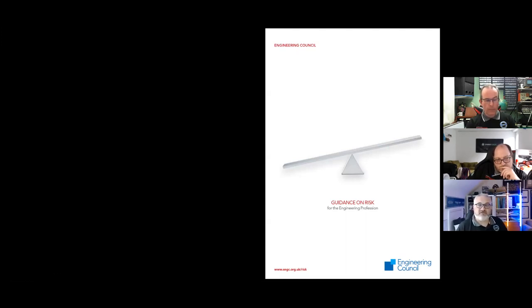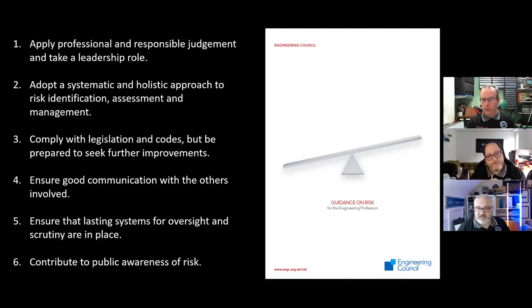So it's actually prevalent for electricians. Now, it has within it six principles, which require you to apply professional responsible judgment, take a leadership role. Well, an EICR inspector would apply professional responsible judgment. It asks you to adopt a systematic and holistic approach to risk identification, assessment and management. Well, an EICR inspector must identify risk and assess it and code it and manage it accordingly by the issuing of a document or possible danger notification.